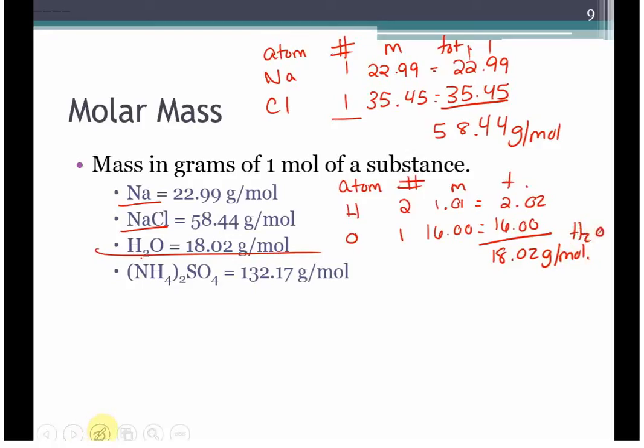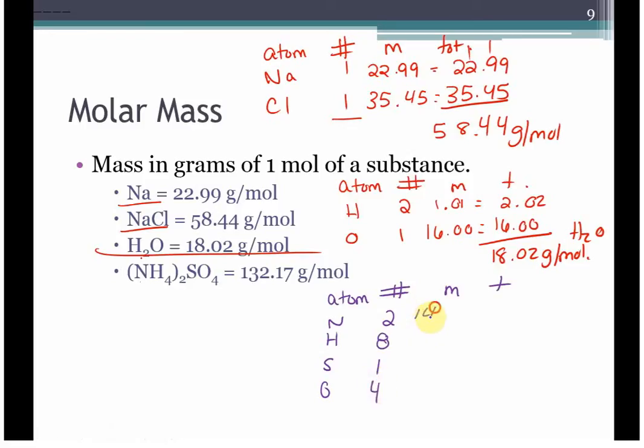Okay, now for ammonium sulfate, it's a little bit different. You've got parentheses. Remember that this number refers to everything in the parentheses. So here we have two ammonium ions and one sulfate. I'm still going to do the atomic mass table the same way. We have nitrogen, hydrogen, sulfur, and oxygen. 2 times 1 is 2 nitrogens. 2 times 4 is 8 hydrogens. We have 1 sulfur and 4 oxygens.